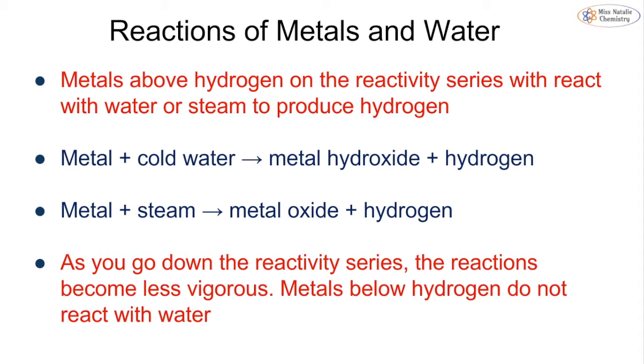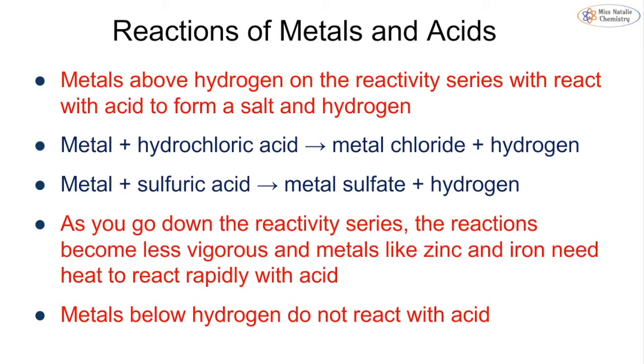So if we have metal and cold water, we're going to form a metal hydroxide. And if we have a metal and steam, we're going to form a metal oxide. As you go down the group, the reactions become less vigorous to the point where they will not happen anymore, and metals below hydrogen do not react with water.